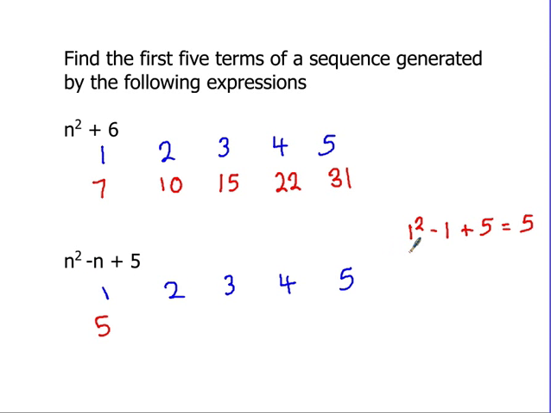Next one, we've got 2 squared minus 2 plus 5. 2 squared is 4, take away 2 is 2, plus 5 is 7. Again, 3 squared is 9, take away another 3 gets me down to 6, plus 5 gives me 11. 4 squared, 16, take away 4 is 12, plus another 5 is 17. And putting 5 into here, we get 5 squared is 25, take away another 5 gives me 20, add that 5 back on again, we're back up to 25.